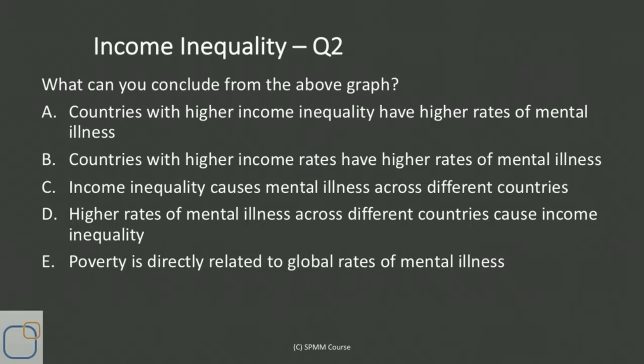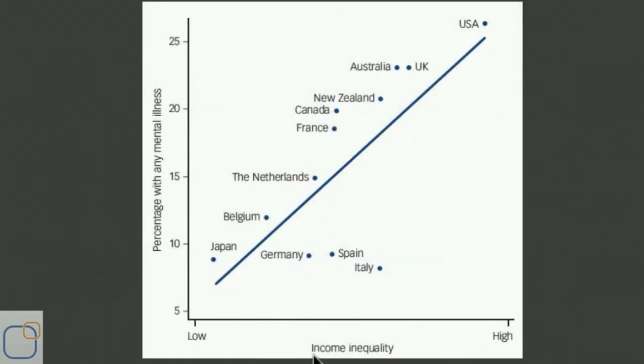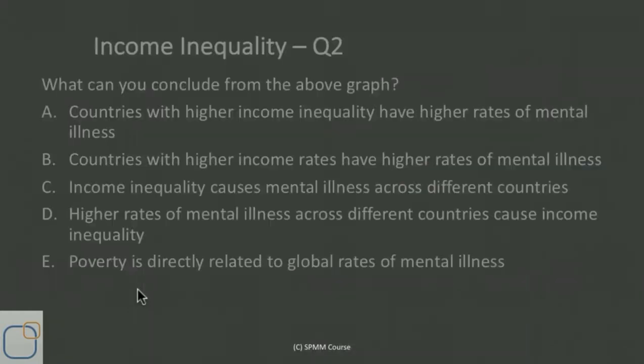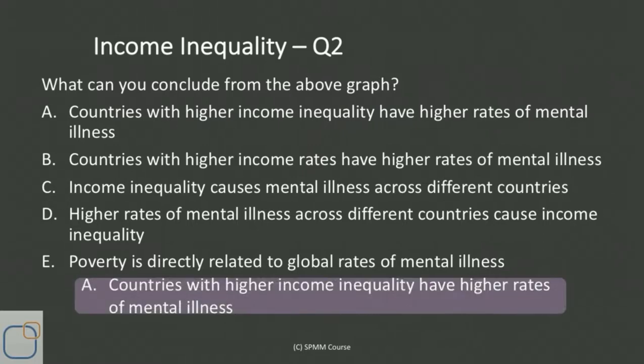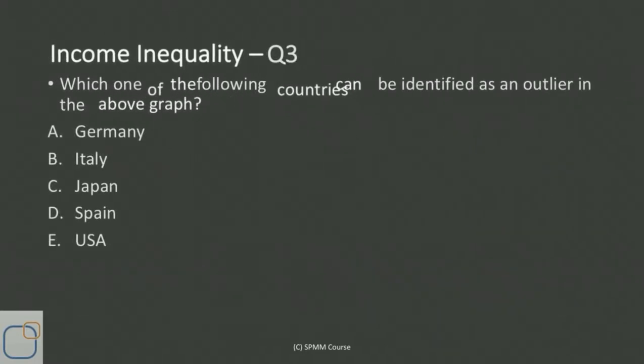So what does this graph really show you? It shows you that the higher the income inequality, so this is low, this is high, as you move along the x-axis, higher the income inequality, you are also moving along the y-axis, higher the percentage with any mental illness. So that's the trend. We could say countries with higher income inequality have higher rates of mental illness. So this is an observation that we make. We cannot make any causal inferences from this. It's only a correlation. So A is the right answer.